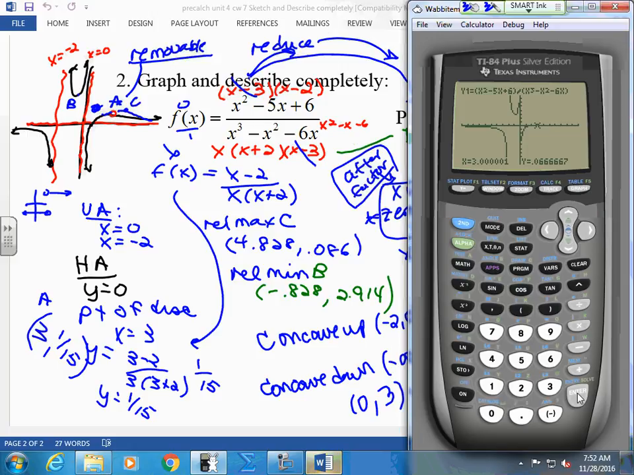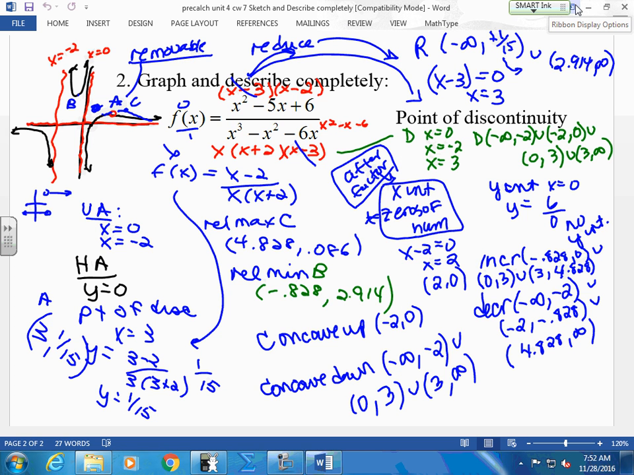And if you put in your calculator 1 divided by 15, there's that point. See it? It's a good way to check on your calculator to see if you got the whole thing in there. Questions at all? No, this was a big one.